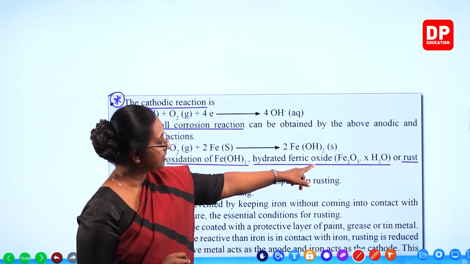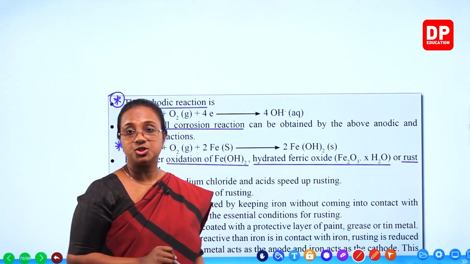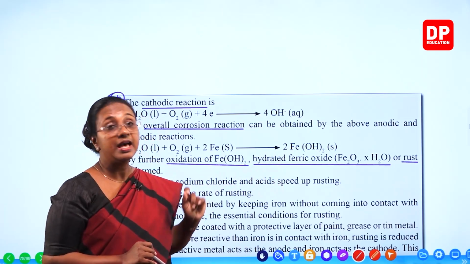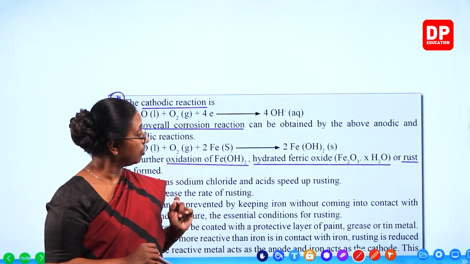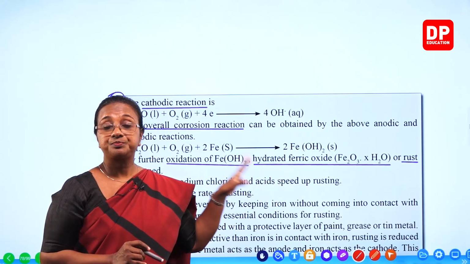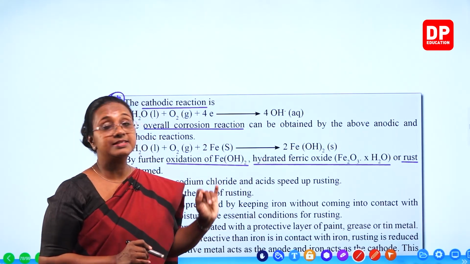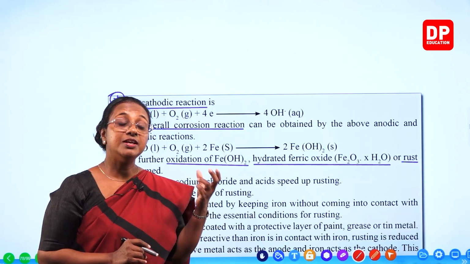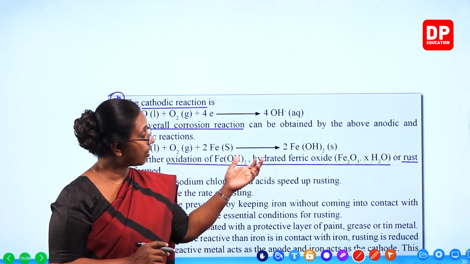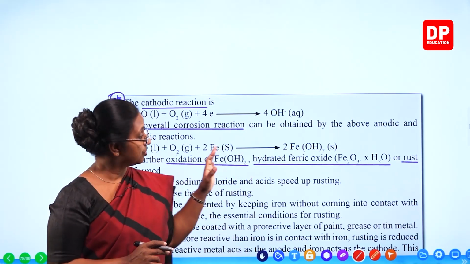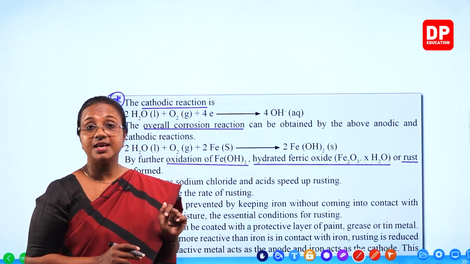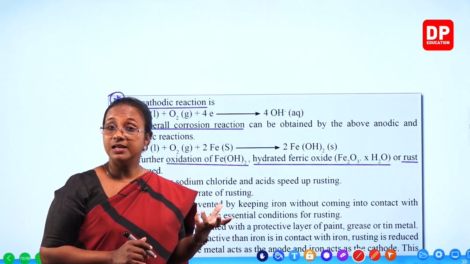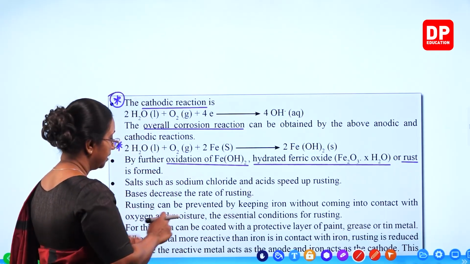Hydrated ferric oxide is Fe2O3.xH2O. Because we don't know the number of water molecules absorbed by the Fe2O3, we write it as xH2O. That is hydrated ferric oxide. We do not know the exact number of water molecules present, so because of that, we write it as xH2O. That is rust, and that is a reddish brown colored substance.